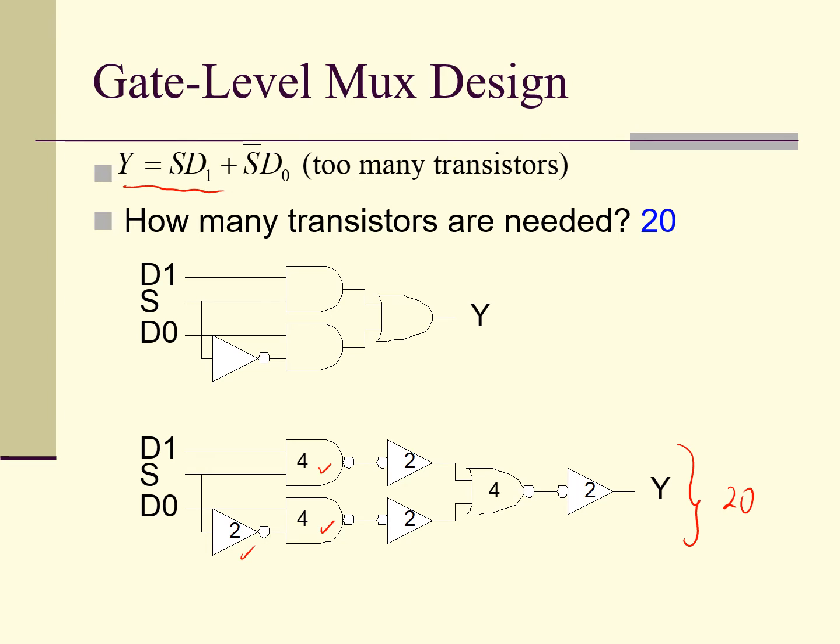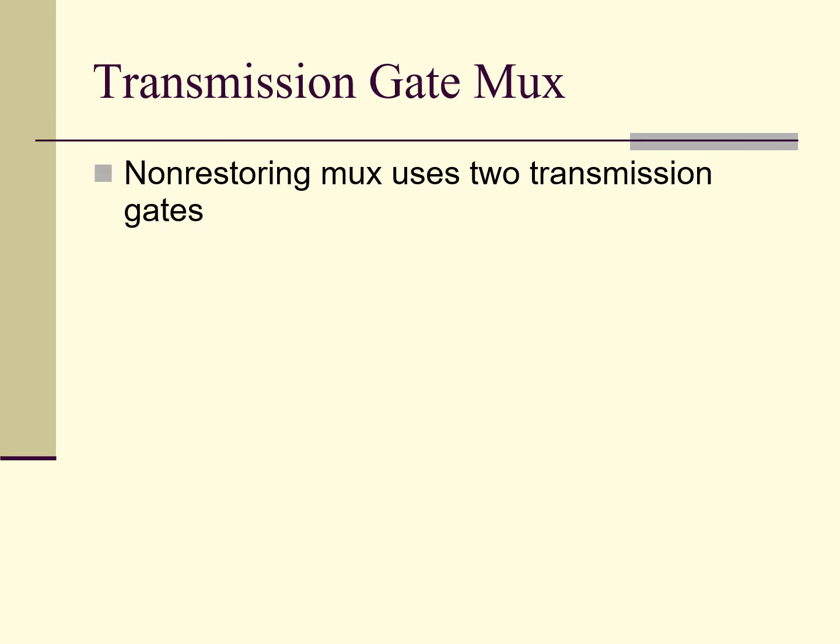Or the other way to design is using this. So there are many transistors used here, so it will consume some power, and we do not want that. We want to reduce the power consumed. So what should we do? We can use a transmission gate multiplexer.